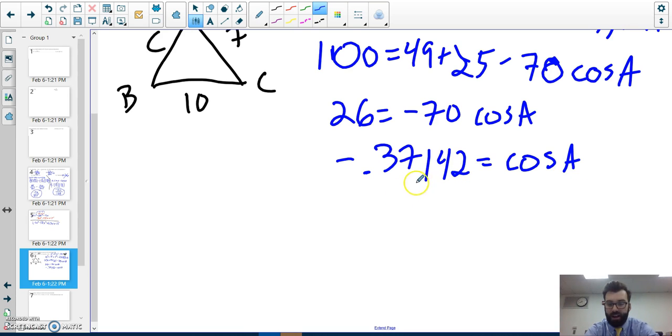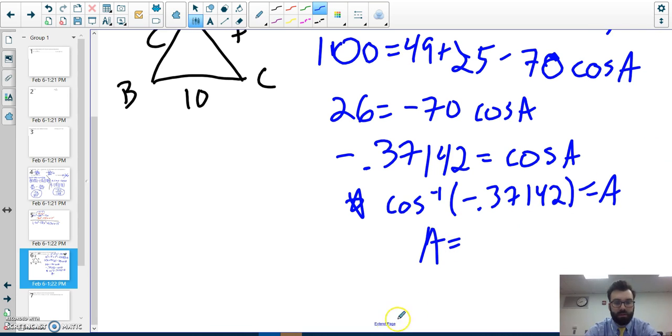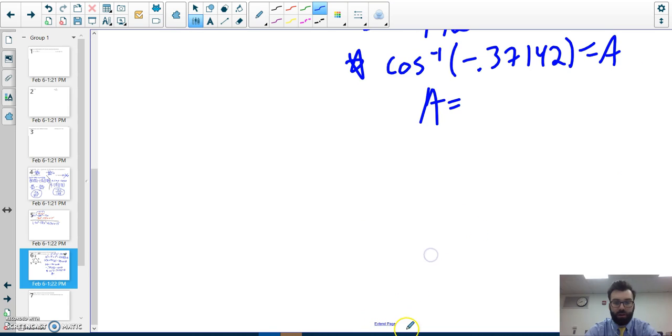In order to find an angle measure, I have to use the cosine inverse function of that decimal. Just as a reminder. Obviously, you don't have to write this step. I just want to remind you of that. So A equals, what did I get? 111.8.